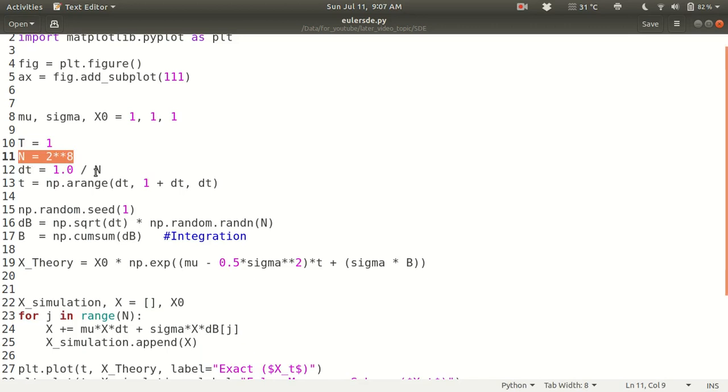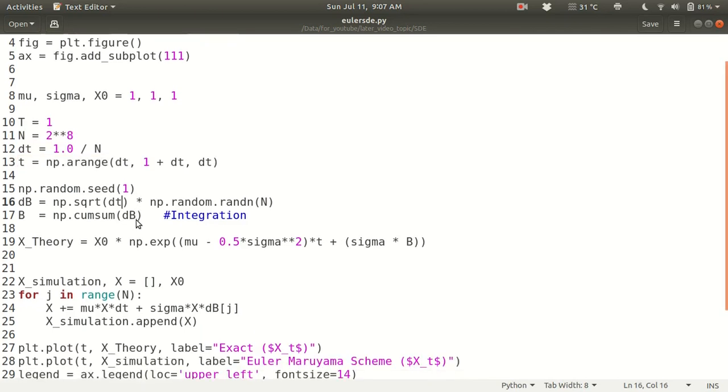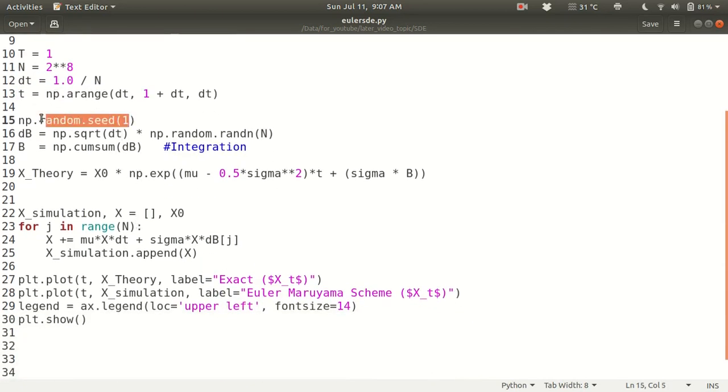So you can see how small the dt is. And then basically I discretize the time such that it goes from the dt to the total time step capital T, and I discretize it this way using np.arange. And then what I did, I basically call a random seed, and then I call a Gaussian random number here, as you can see, using this np.random.randn and N.